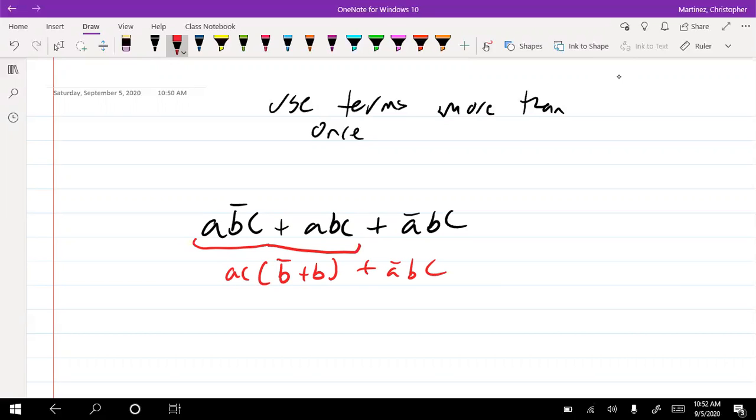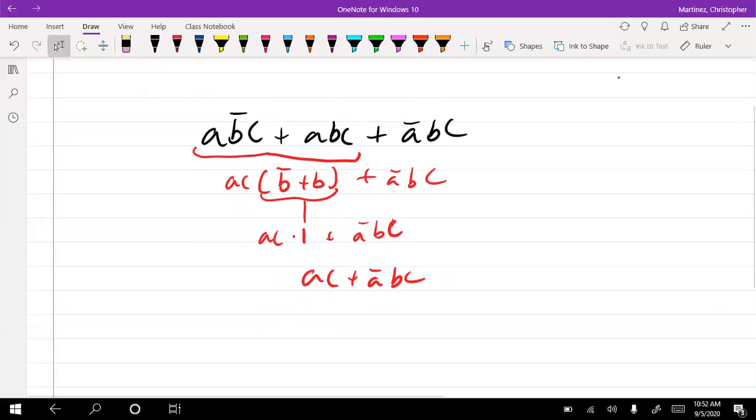B bar or B, that can come out to be 1. So this just comes down to being 1. So I have AC or A bar BC. Let's just clean this up. This is AC or A bar BC. And we can see that I could get down to two terms, and one of these terms also has one less variable. Now, the item could also be that I could use other terms to reduce.